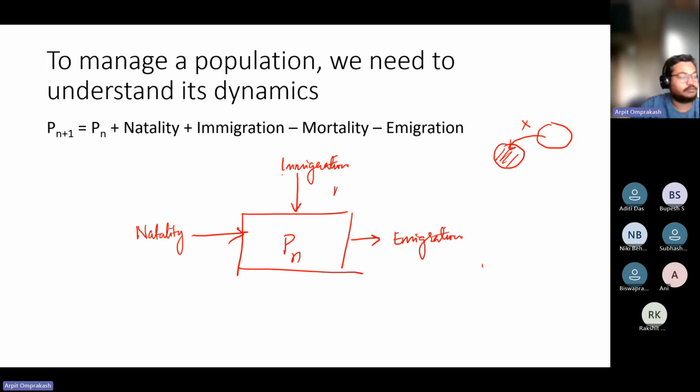And mortality is the number of deaths per year. So the death rate of the population, like how many individuals are dying per year per 1,000 individuals. This is a basic equation that governs most of population dynamics.